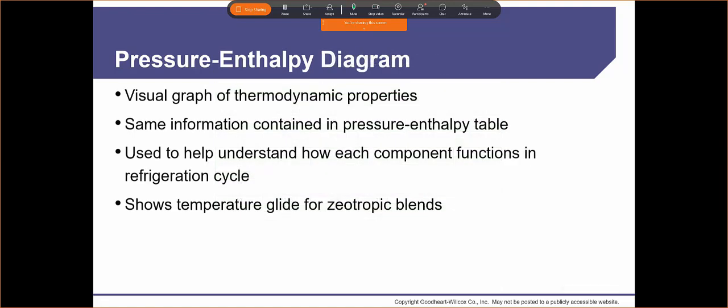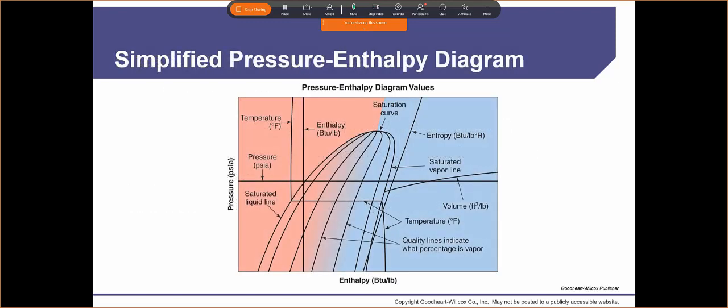So it's a visual graph of thermodynamic properties. Same information contained in the pressure-enthalpy table, used to help to understand how each component functions in a refrigeration cycle. And it shows the temperature glide for azeotropic blends. So we've got this chart, okay? So this is something you guys may see, may not see, whatever the case may be. Usually, most of the time, we're trying to be somewhere in this range, all right?